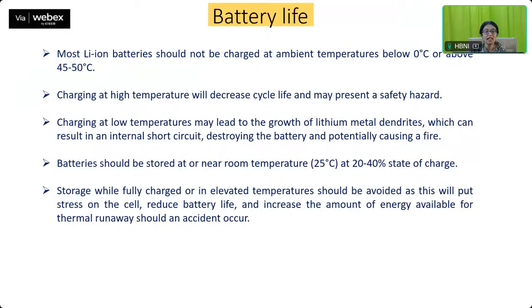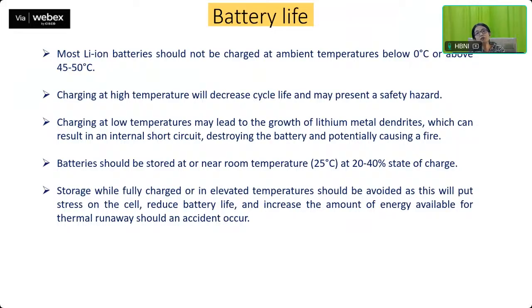Now coming to battery life. How can you extend the battery life? You have a battery, now how can you extend its life? You have to understand that most lithium-ion batteries should not be charged at ambient temperatures below 0 degrees centigrade or above 45 to 50 degrees centigrade. In that case, you are going to bring down the lifetime of your battery. Charging at high temperature will decrease cycle life and it may present a safety hazard.